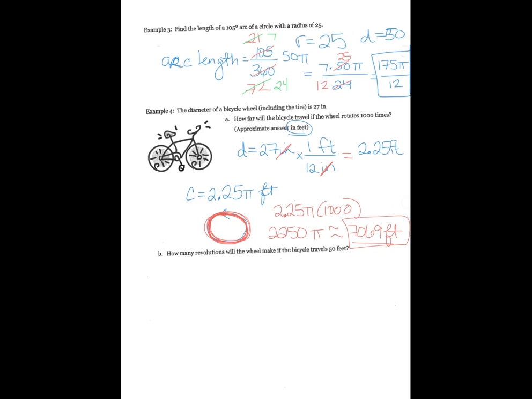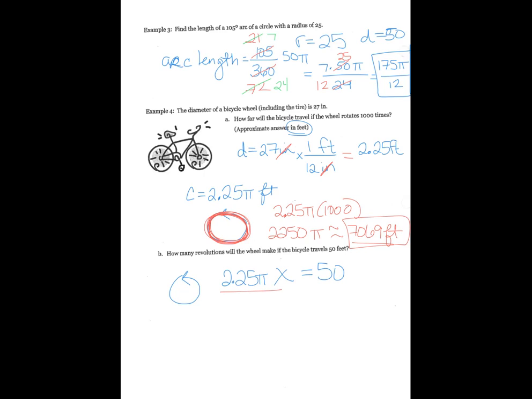Part B is asking how many revolutions the wheel will make if the bicycle travels 50 feet, which is a lot less than 7,069 feet. But we know that 1 revolution would mean 2 1/4 pi feet. So how many revolutions, we don't know, would it take to travel 50 feet?